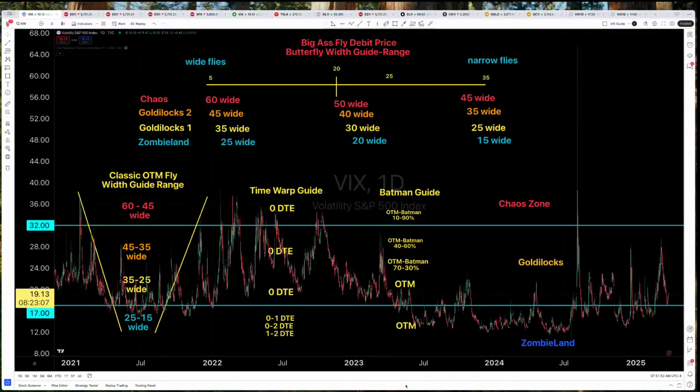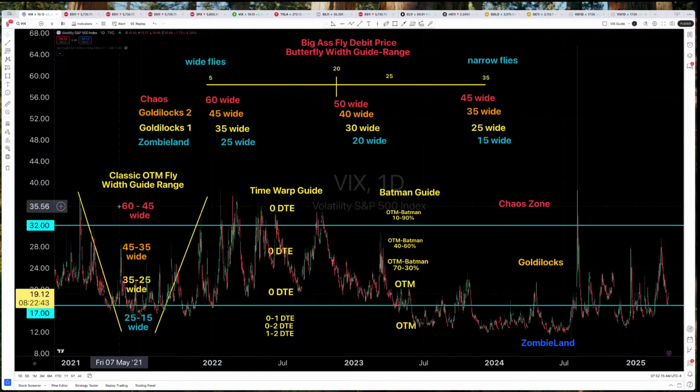And we can see where 16 or 17 is, it's over here somewhere. So it's definitely on the wider side in Goldilocks 1 here. You can see that's where we are, Goldilocks 1 on the VIX down here. And then up here is our width guide. And we can see we're between 30 and 35 wide. So we're definitely leaning towards wider flies this morning.